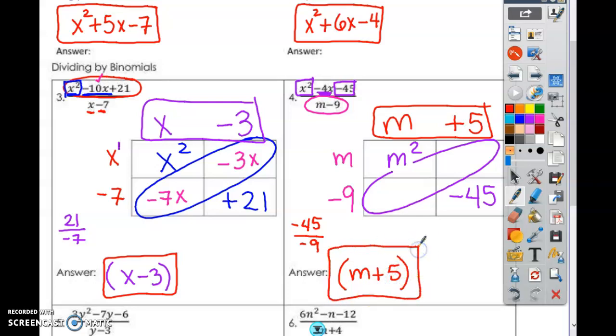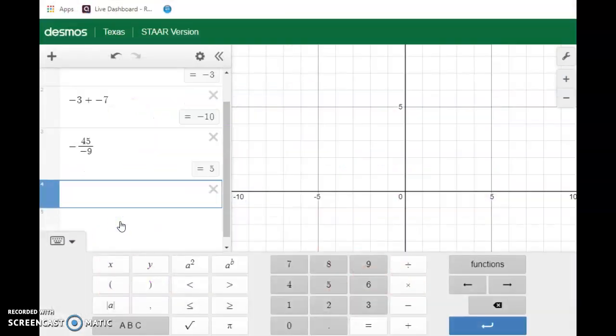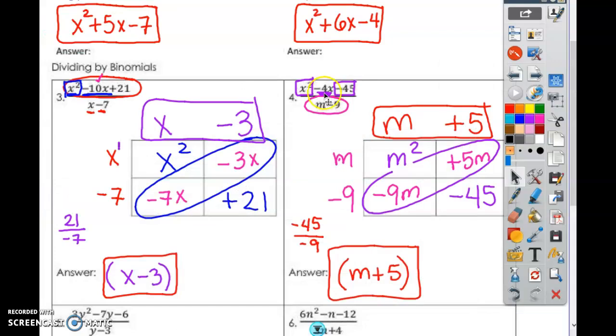Okay? And then you check it. Just finish it off. What's m times 5? 5m. What's m times negative 9? Negative 9m. Add these two. Negative 9 plus 5. And it gives me the middle number. Okay, that was my middle number right here, negative 4x. So I did it, check, it works. This is my answer. Okay?